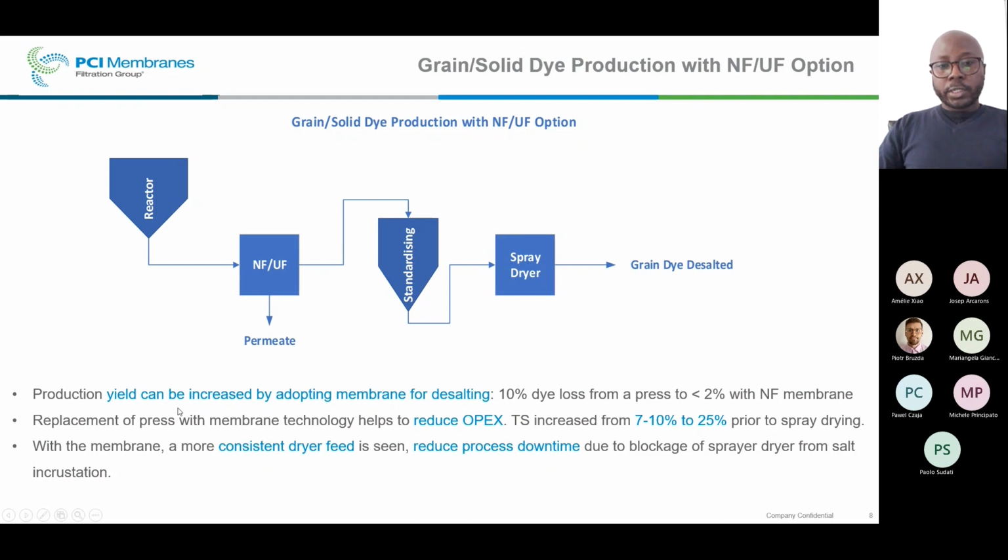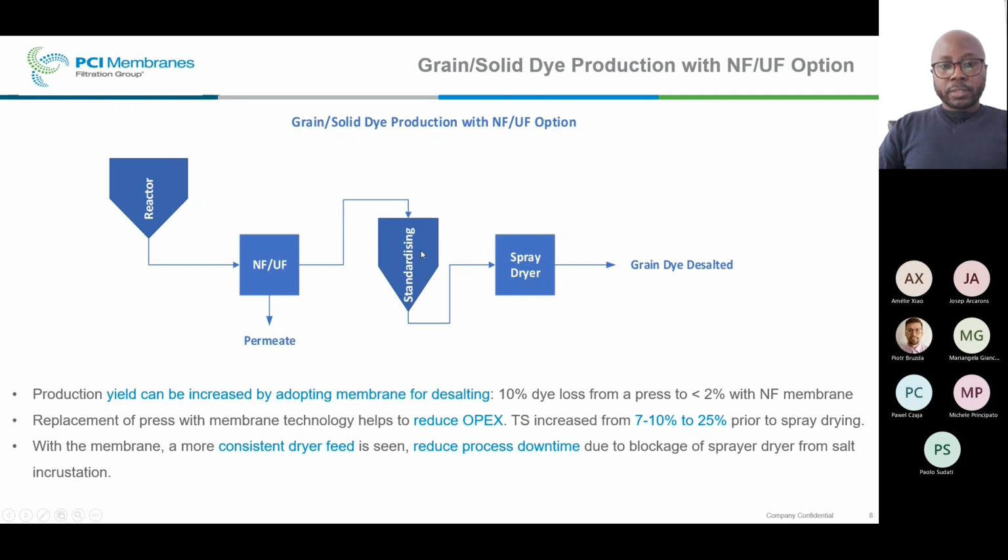So the production yield can also be increased by adopting a membrane system for desalting. What that means is we are able to see a reduction in the percentage of dye loss with the membrane technology. If a press is used, normally you have a percentage of dye loss around 10%. With the membrane technology, this can be reduced to below 2%, which is also beneficial with regards to product recovery, or with regards to the sustainability of the process overall.